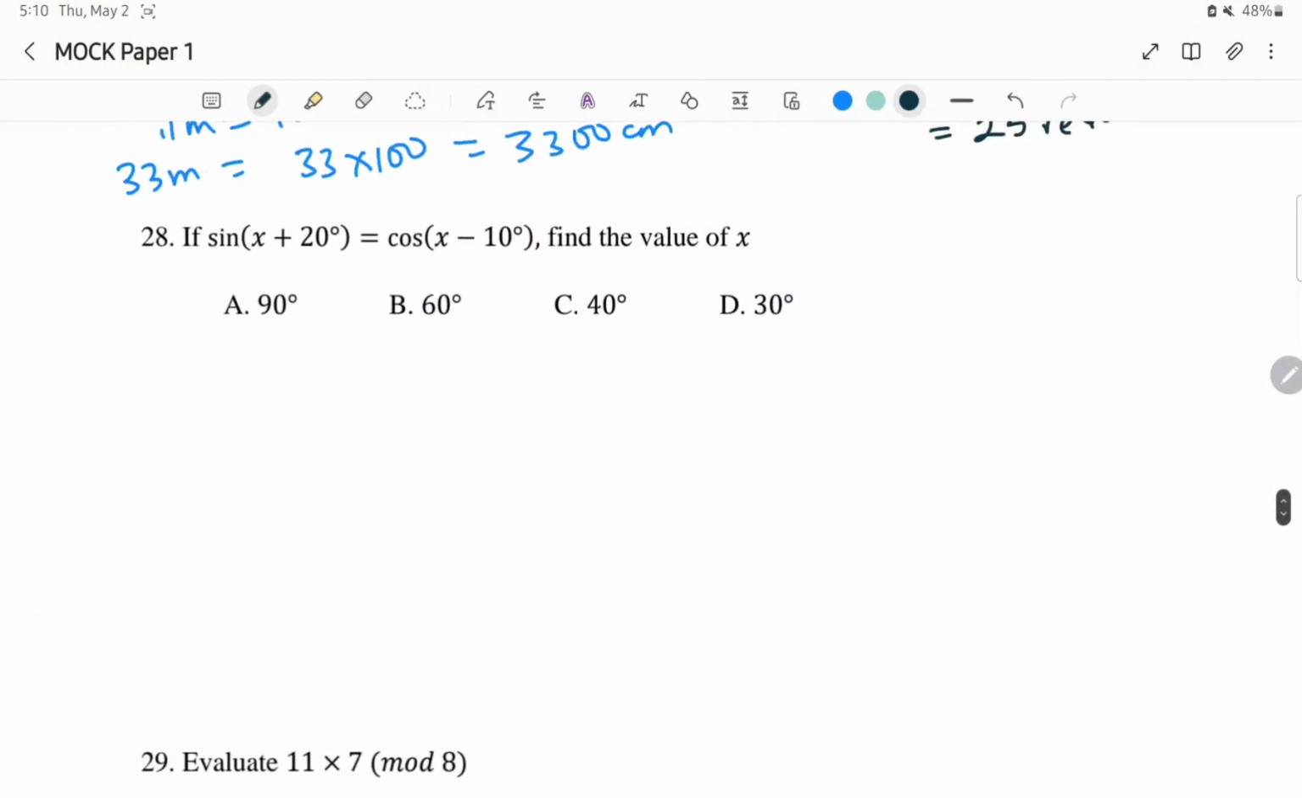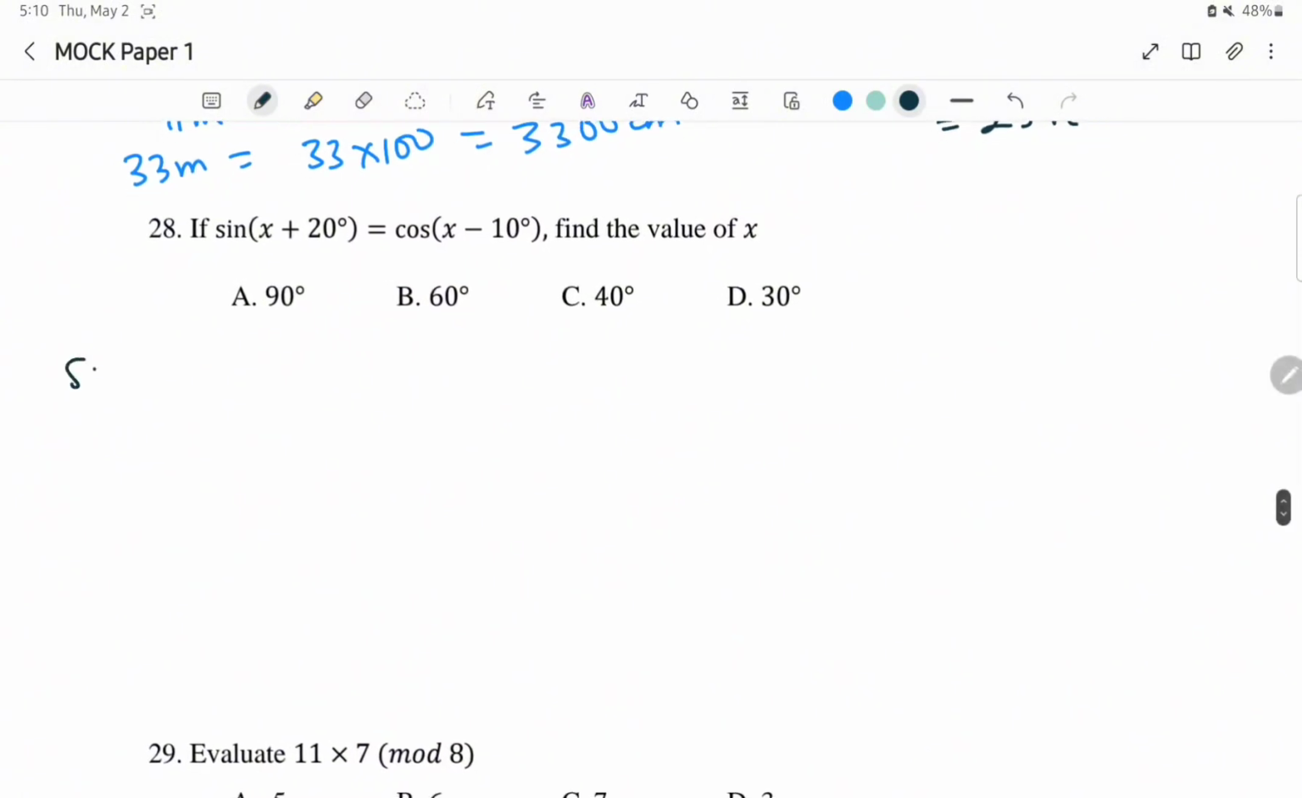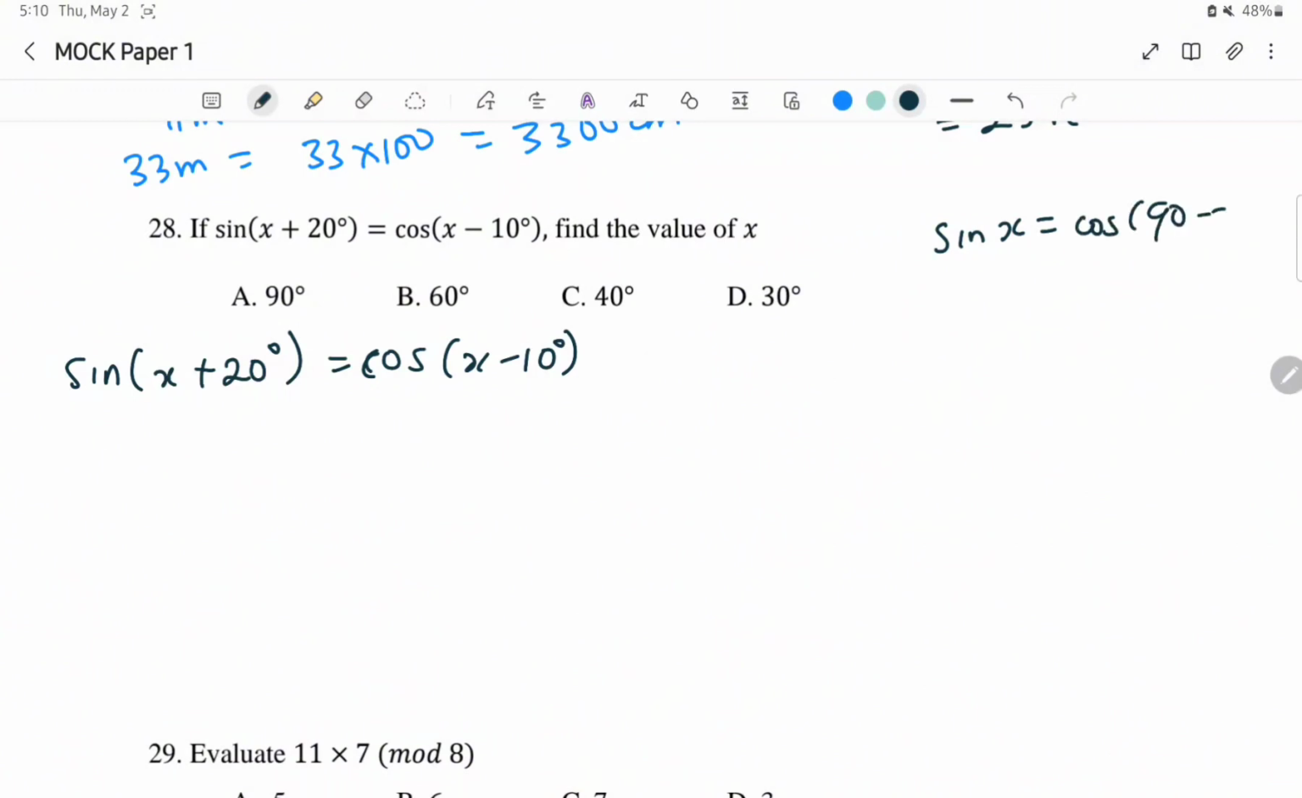In this question, we have a trigonometry problem here. Sin(x + 20 degrees) equals cos(x - 10 degrees). Well, in questions like this, you have to be familiar with the angle formulas that we have. That is, sin x is equivalent to cos(90 - x). You have to know this before you come into the exam hall.